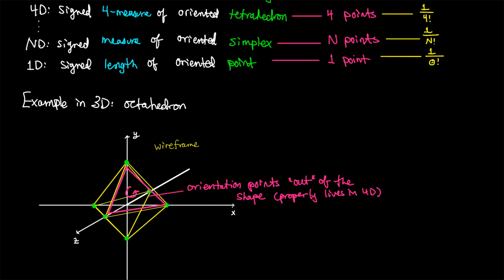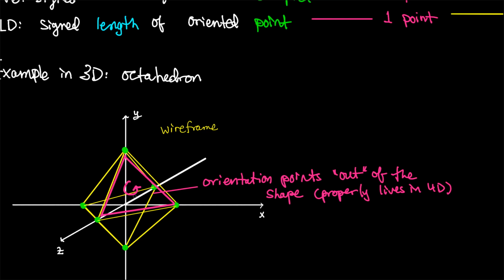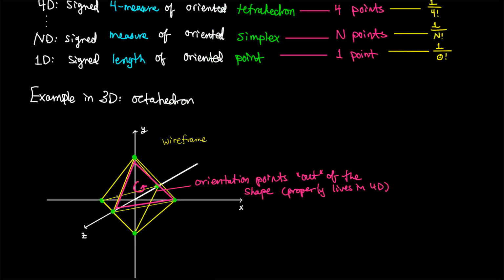So I tried to draw an octahedron in wireframe here, and the way we're going to orient the sides is so that if you use the right-hand rule, your thumb points out of the shape. Properly, that orientation lives in 3 dimensions, or in 4 dimensions, but that's a way to come up with it: it points out of the shape. And I just chose this. This may not be a proper octahedron. This might not be the one that's a Platonic solid. I don't really care. I chose it just because the vertices are plus or minus 1, 0, 0. That's the reason I chose it.